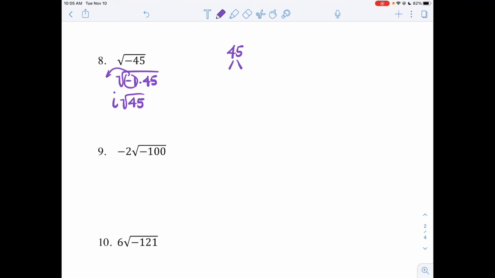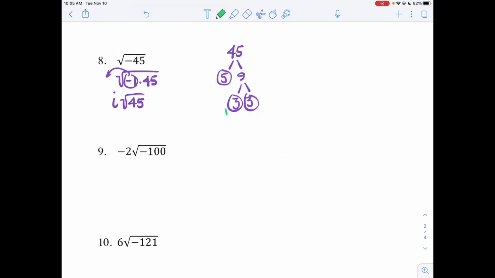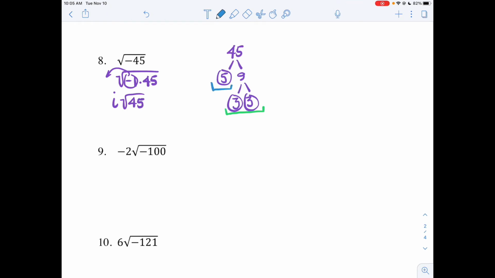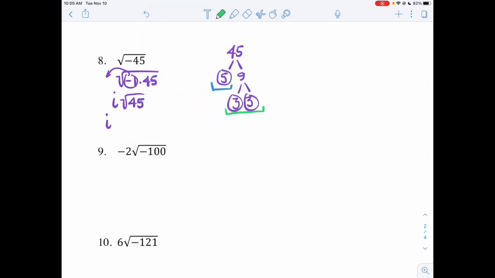So I can break 45 into 5 and 9, and 5 is prime, so I'm going to circle it. 9 can be further written as 3 times 3, and those are both prime. Remember that we grouped things together that were pairs, so I have a pair of 3s, and then everything else is a 5. So I can rewrite this as i to start with, and then multiply that by my 3 times 3, which is 9, and then multiply by the everything else, the square root of 5.